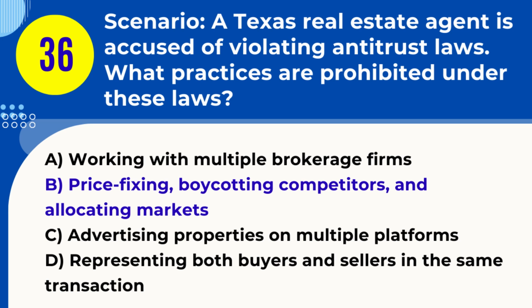Answer: B. Price fixing, boycotting competitors, and allocating markets. Explanation: Antitrust laws in Texas prohibit practices such as price fixing, agreeing with competitors to set prices, boycotting competitors, and allocating markets or customers. These practices restrict competition and can lead to legal consequences for real estate agents.